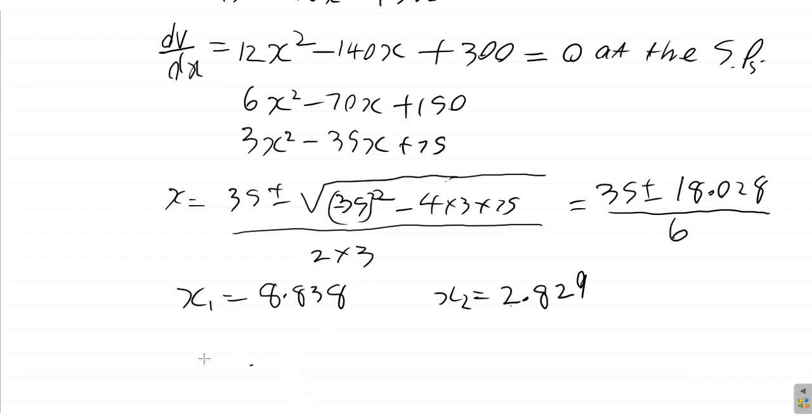What are we going to do? You remember the third method? Make sure you remember it. You're going to find the second derivative. So, d squared v by dx squared.